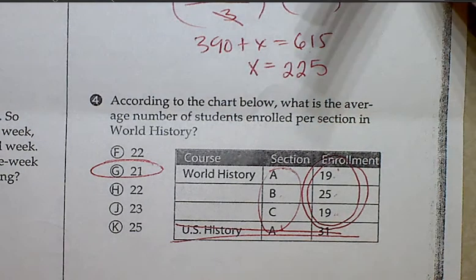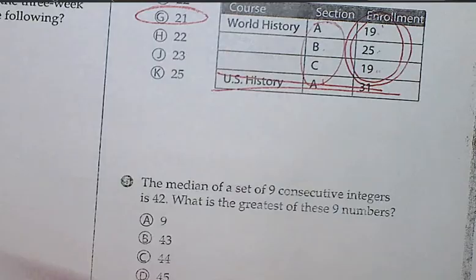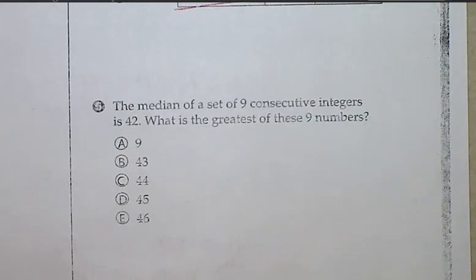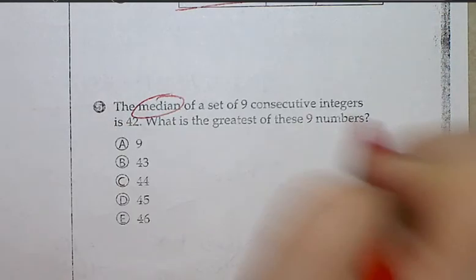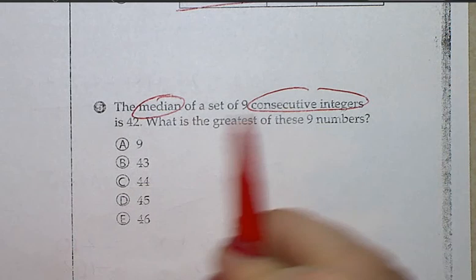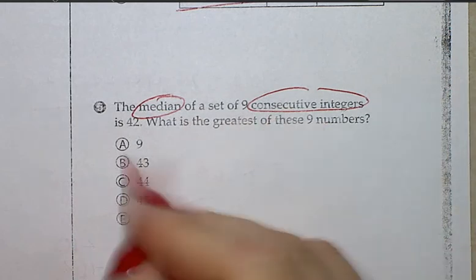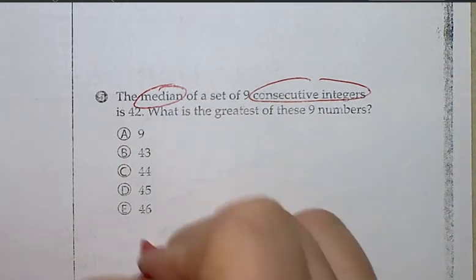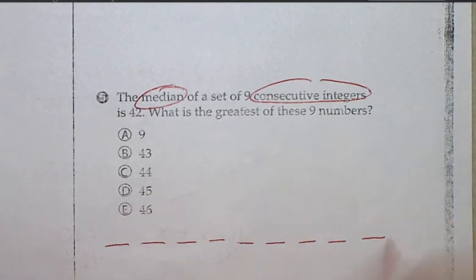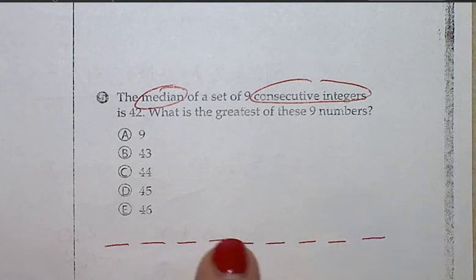Going on to the last one. All right, so there's a few terms here you have to be familiar with. The first one is median, the second one is consecutive integers. So the middle or the median of 9 consecutive integers is 42. Do me a favor, even if you feel confident in your answer, please write down 9 blanks. Then draw a little arrow underneath which blank represents the median or the middle.